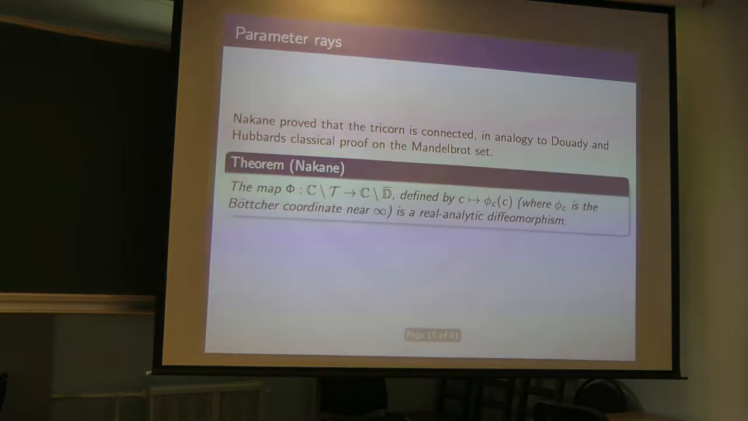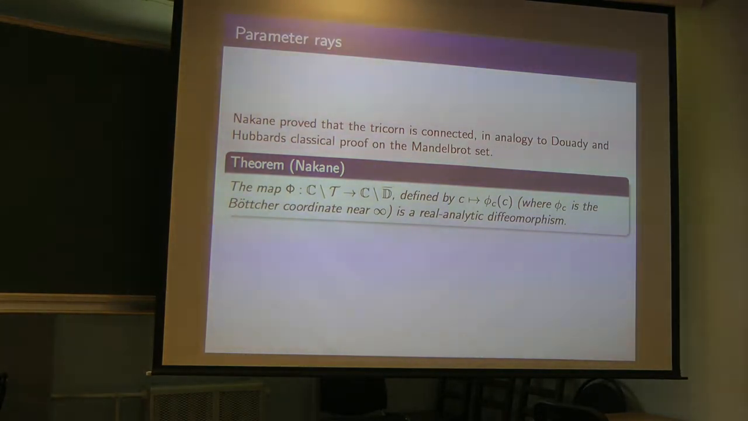Now, okay, so let's see what we're going to do here. We'll try to show that certain parameter rays of the tricorn do not land. So let me just define what the parameter rays are, where they come from. The idea is the same. You basically want to uniformize the exterior of your connectedness locus.